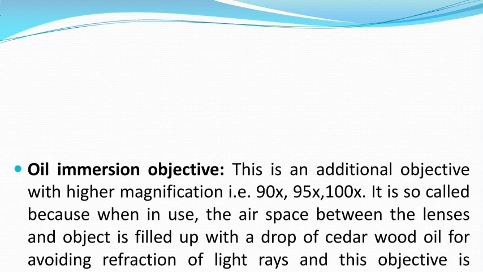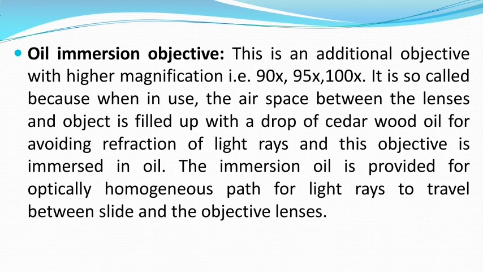Then oil immersion objective lenses. This is an additional objective with higher magnification, that is 90x, 95x and 100x. It is so called because when in use the air space between the lens and object is filled with a drop of cedar wood oil for avoiding refraction of light rays, and this objective is immersed in oil. The immersion oil provides an optically homogeneous path for light rays to travel between the slide and the objective lens.